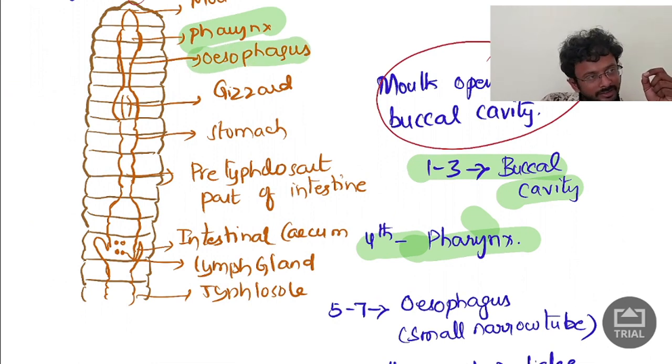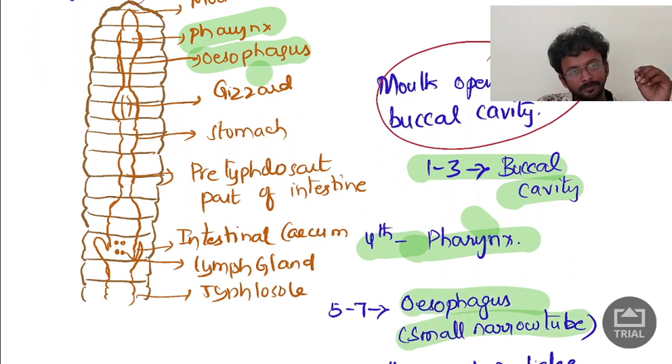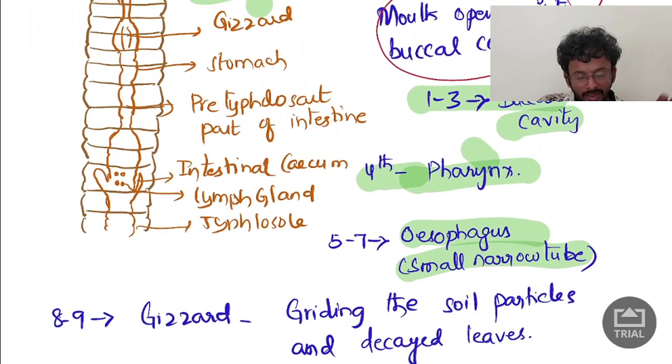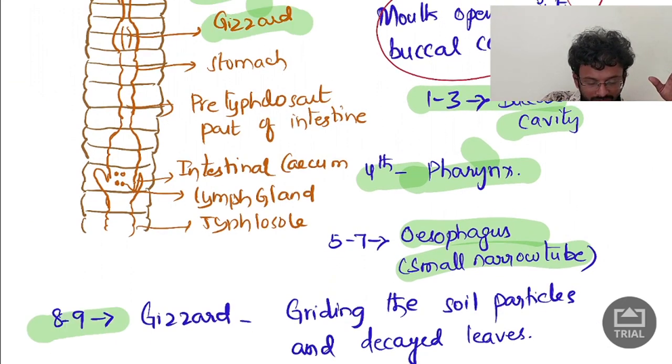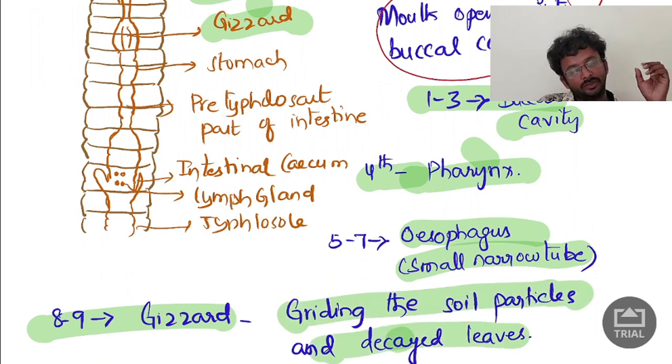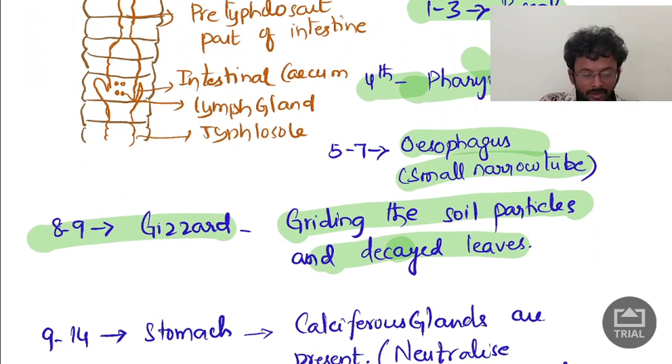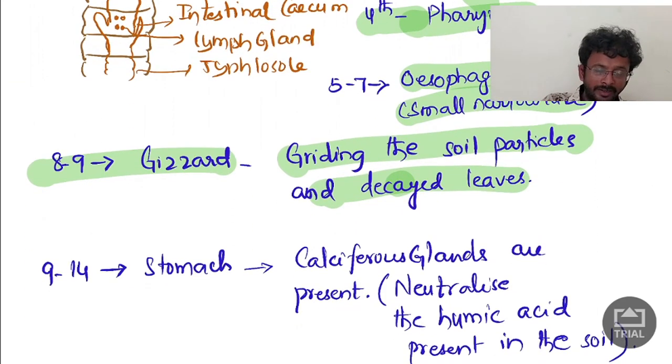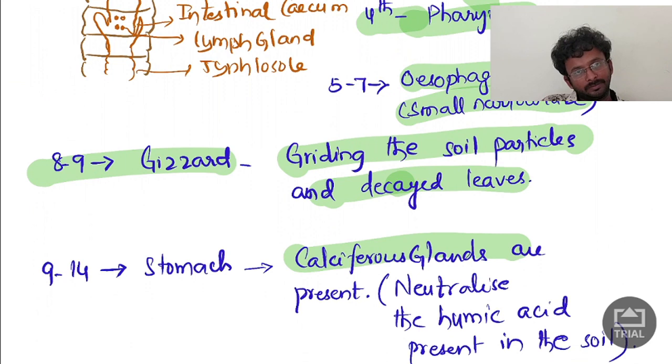Fifth, sixth and seventh segments. This pharynx opens into a short narrow tube called the esophagus. The esophagus opens into the gizzard, in the eighth to ninth segments, which helps in grinding soil materials and decayed leaves. From the 9th segment to the 14th segment, it is called the stomach. Stomach has calciferous glands in it.